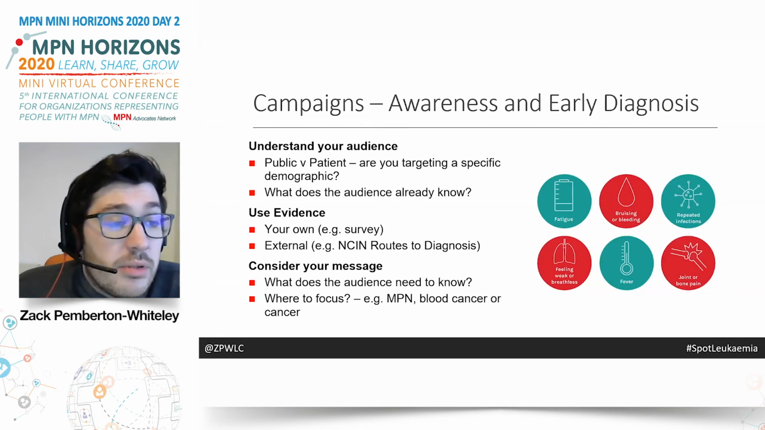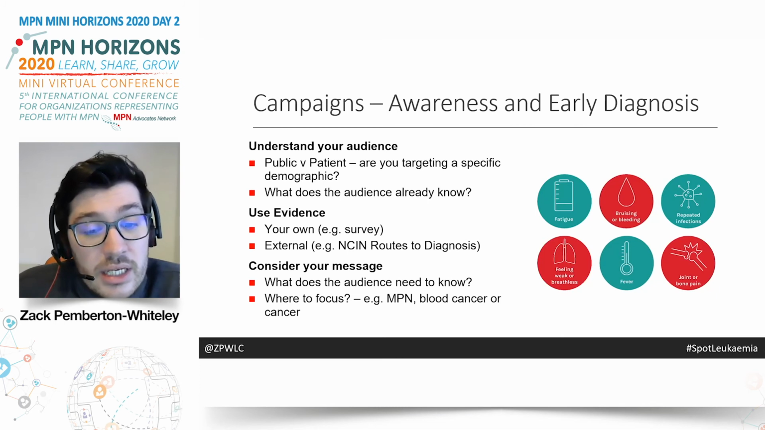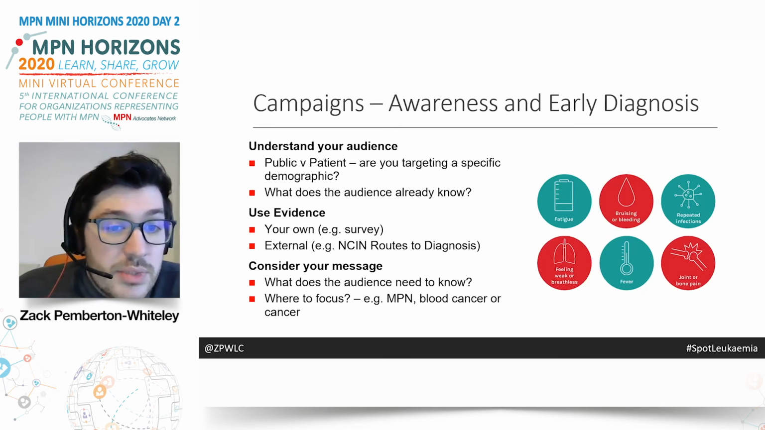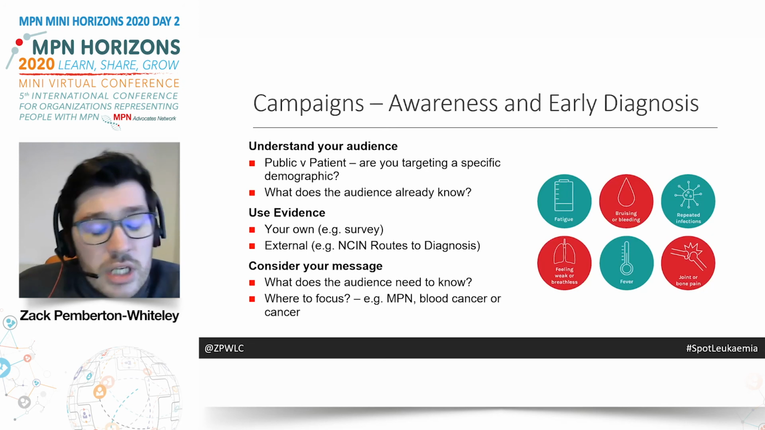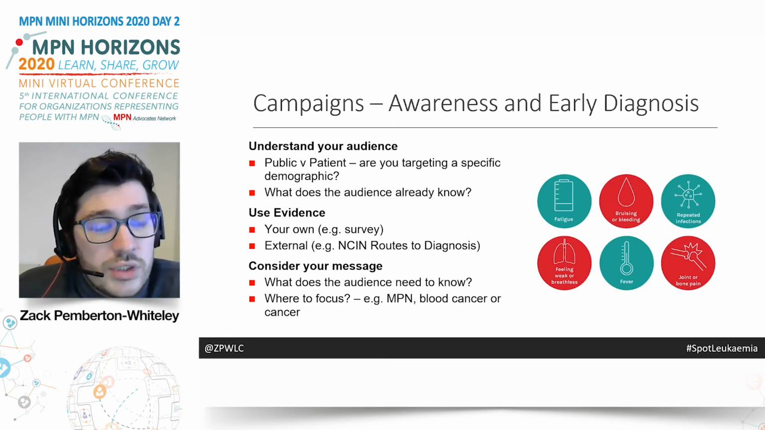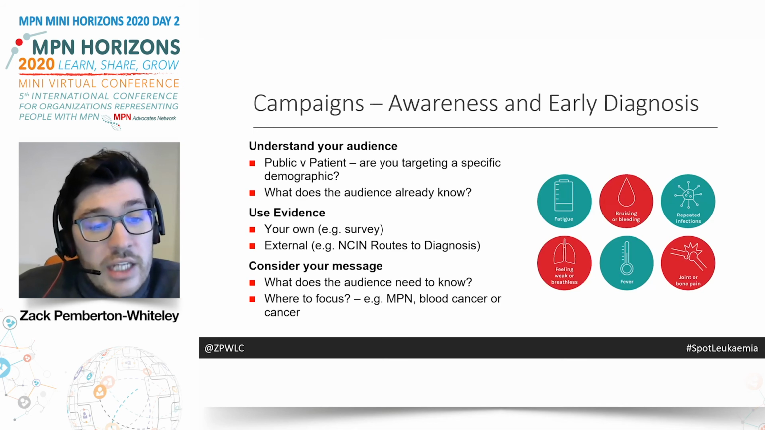One other type of activity you can do using evidence is campaigns. So in particular here, we run a campaign called Spot Leukemia, which is seeking to raise public awareness of the common symptoms of leukemia and encourage early diagnosis. So you really have to think here about what your audience is, who you're targeting, and what it is that you want to change. Because with campaigning, all of the messaging needs to focus on what they don't already know and what you want them to know.